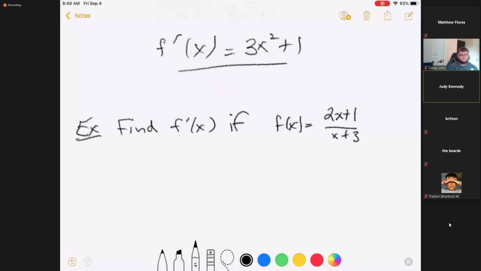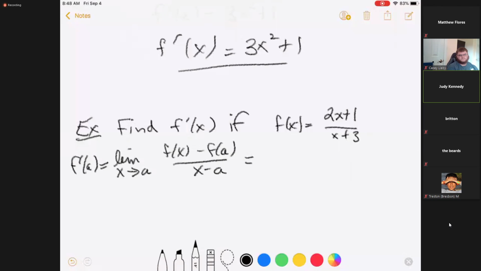I don't want to do it both ways. Okay, I'll just do the x approaches a definition for this. So I want f prime of a, the limit as x approaches a of f of x minus f of a over x minus a, which is equal to the limit as x approaches a of (2x plus 1 over x plus 3 minus 2a plus 1 over a plus 3) over x minus a.